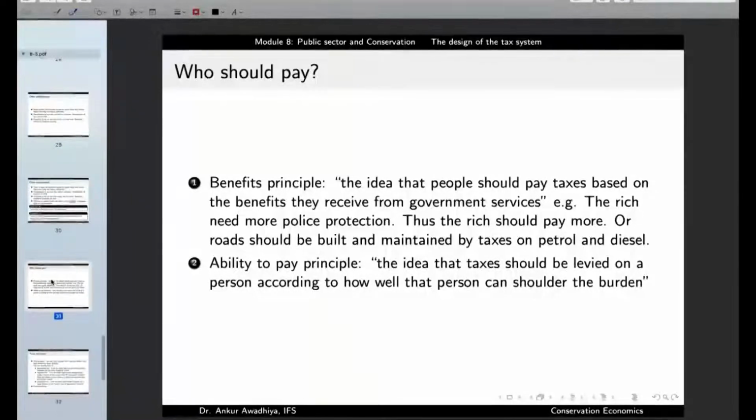The idea that people should pay taxes based on the benefits that they receive from the government services. Rich need more police protection, so they should pay more for the police protection. Roads should be built and maintained by taxes on petrol and diesel, because the people who are using the vehicles, the people who are using petrol and diesel, they are the people who are going to be using the roads. So they should be paying for the building and for the maintenance, for the upkeep of the roads.